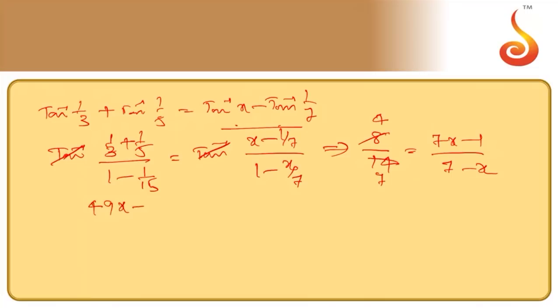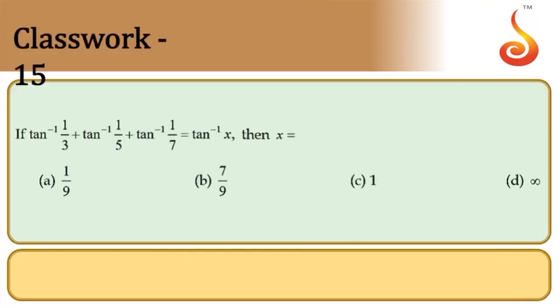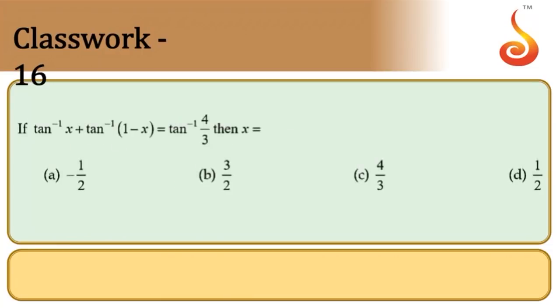So 2 4s, 2 7s. Simplifying, 49x minus 7 is equal to 28 minus 4x. So 53x, when you simplify, this is nothing but 45x is equal to 35. So that implies x is equal to 7 by 9 is the solution for the problem. So x is equal to 7 by 9 is the required answer.